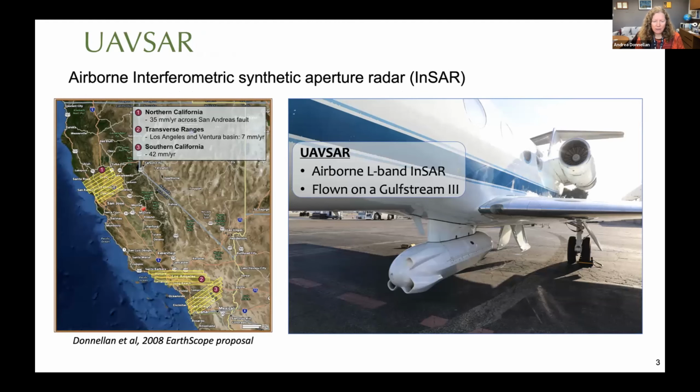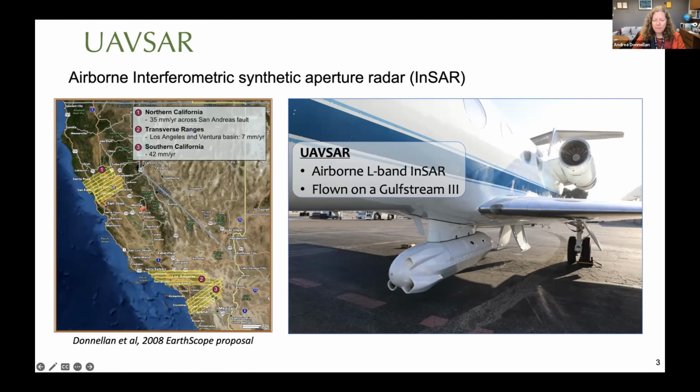I just put this left panel in here to show you what we proposed for UAVSAR in 2008. So it was a very new instrument. It had its test flights in 2009 and became operational about 6 months before the El Mayor-Cucapah earthquake. We expected there could be significant earthquakes in the Salton Trough area, in the LA area, and the Napa area. And in fact, we had earthquakes in all three of these. So that was kind of a win for UAVSAR.